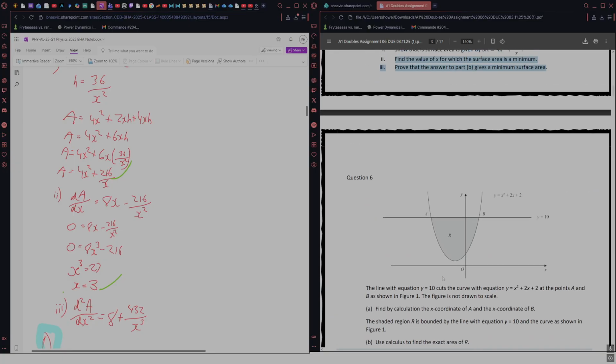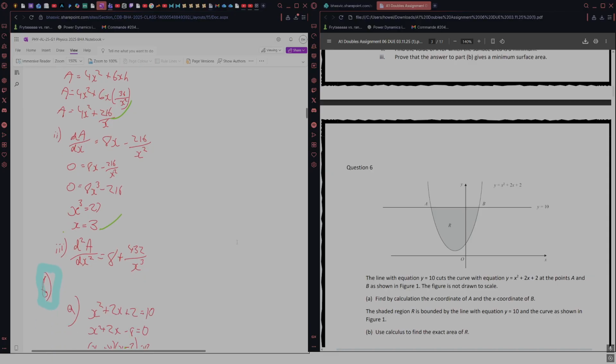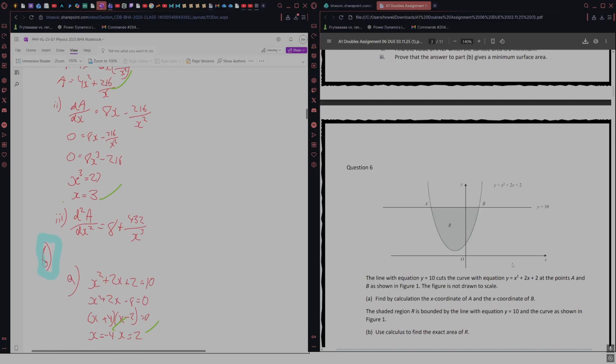Right, next question, we have some integration stuff. This is fairly new, because it's new stuff to A-level that we haven't done before, unless you did OCR FSMQ. Firstly, you have to find a and b, which you do by setting the quadratic equal to 10, because you know that y equals 10. You can just set them equal to each other.